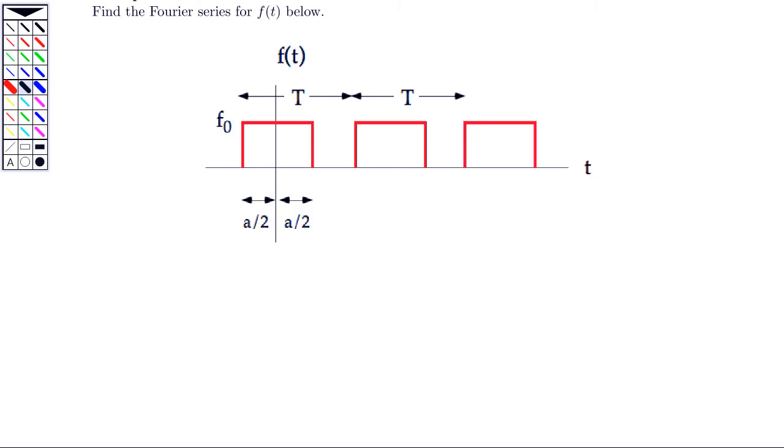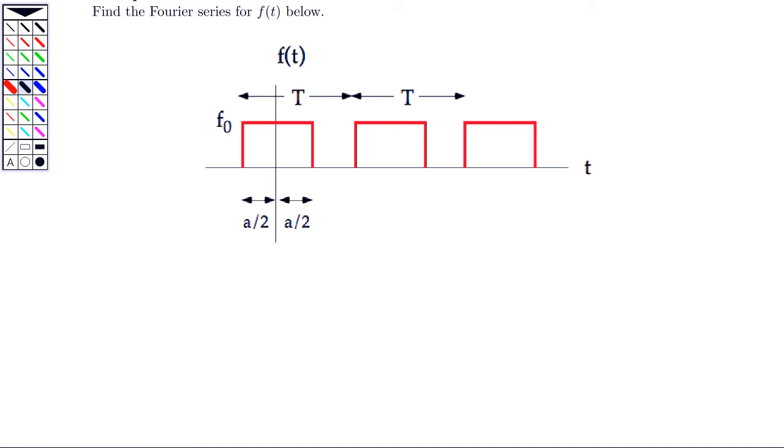In this example here, we're asked to come up with the Fourier series for this periodic square pulse wave that we have shown there on the screen. In addition, we might talk about how a single degree of freedom oscillator might respond if this were the excitation.